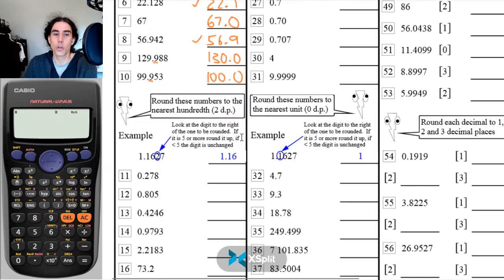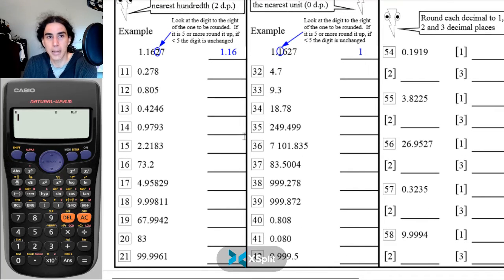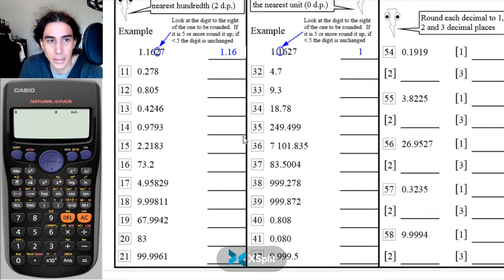All right, 2 decimal places now. Same pattern. Look at the second. So we want 2 dp. So that's our second one. So it's 0, 1, 2. I draw a little line here. Do we have to leave it as it is or round up? Oh, we're rounding up. So the 2.7 becomes 2.8.